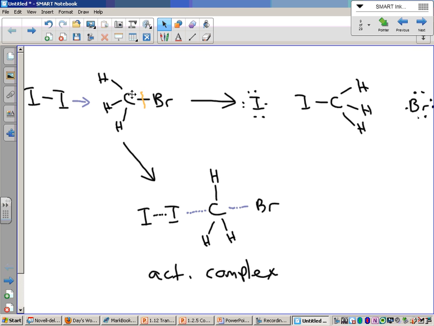If the iodine molecule strikes that carbon compound with enough energy, it will cause those hydrogens to straighten right out, flip right over the top, and literally push the bromine off and form a new bond with the iodine.